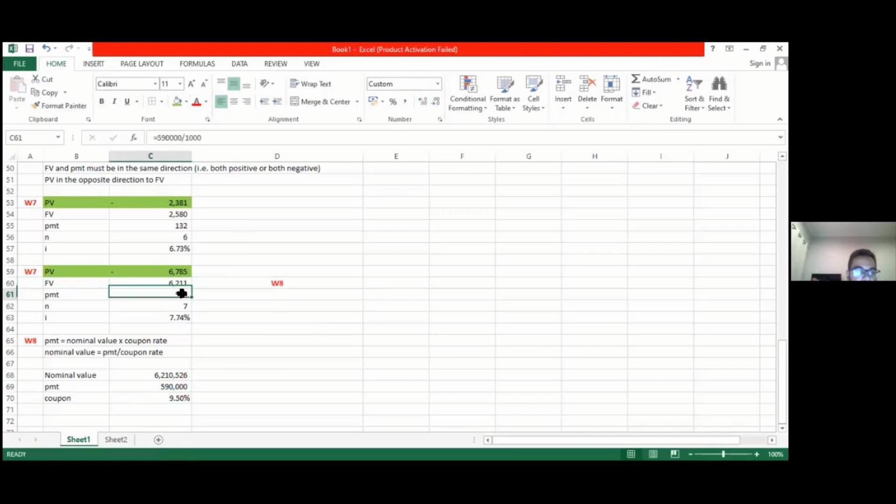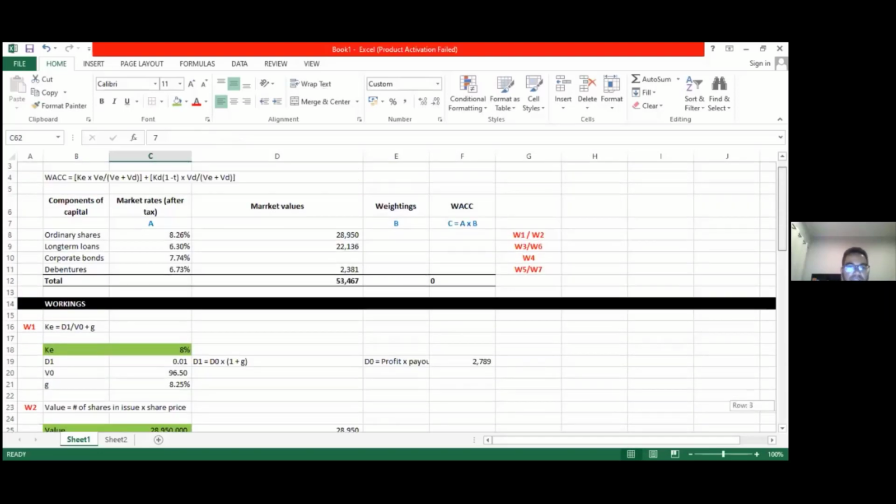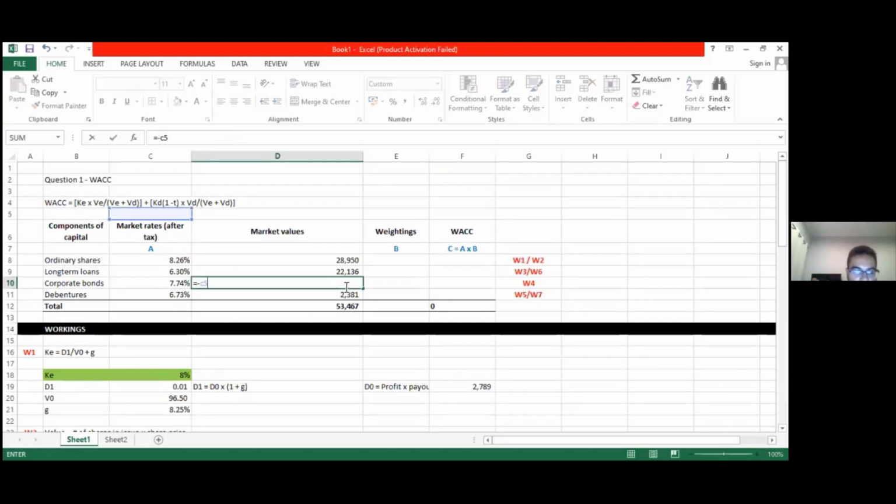Just keep in mind that the C's must be after tax. So I'm just going to multiply this after tax because my market rate is after tax. So now I can just take C59 and I can bring it in over here. This is equal to C59. And there we go. This answer over here is working 8.